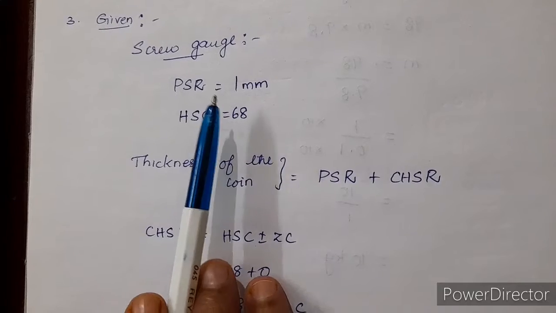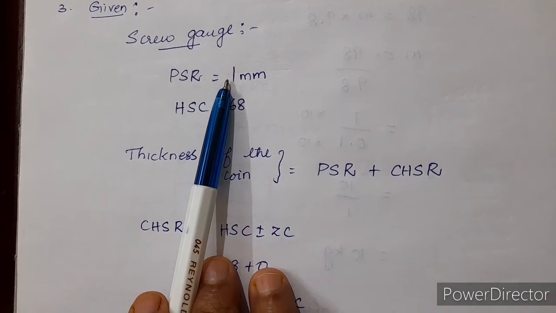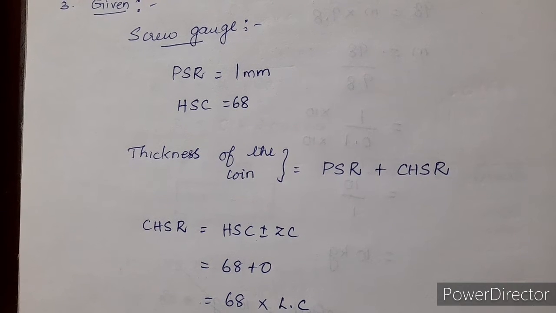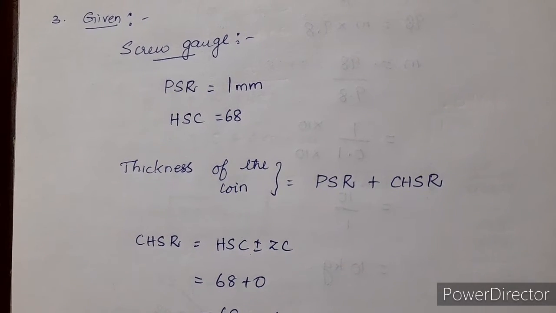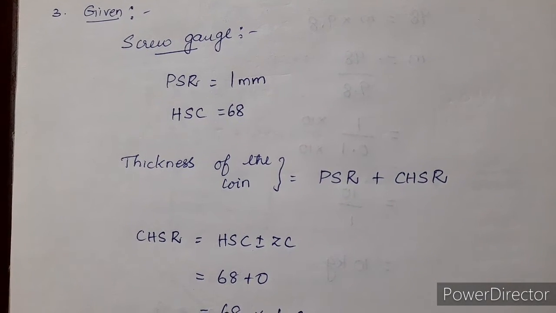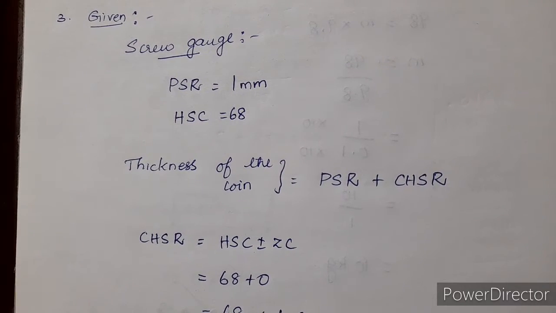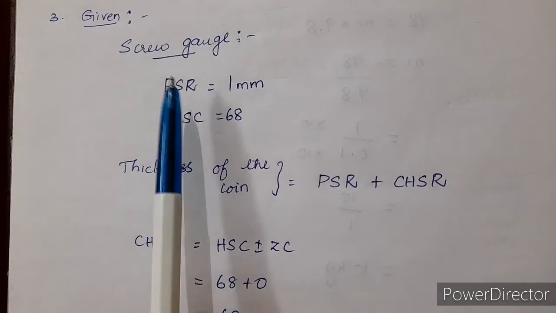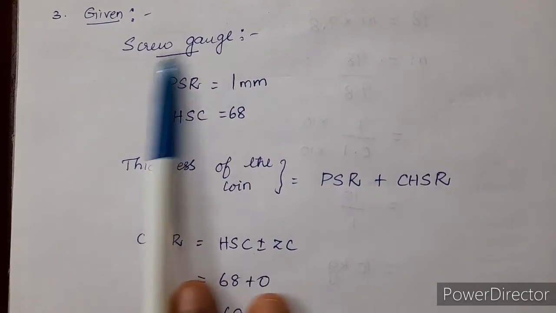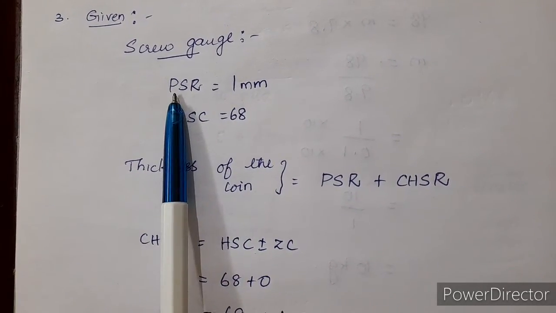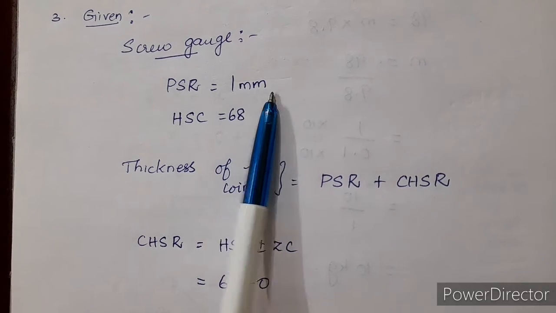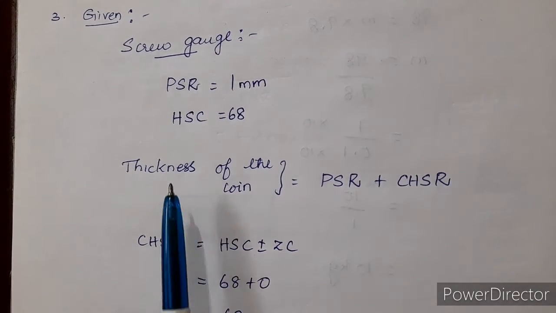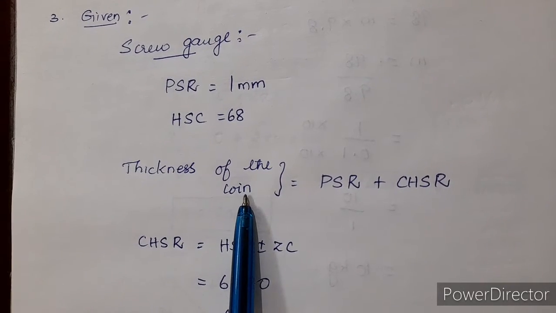Next we'll move to the third question. Now the question is, find the thickness of a 5 rupee coin with the screw gauge if the pitch scale reading is 1 millimeter and its head scale coincidence is 68. So we are using a screw gauge here, and what is pitch scale reading? 1 millimeter. What is head scale coincidence? It is 68. Now we have to find out the thickness of the coin.